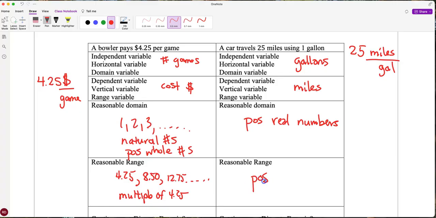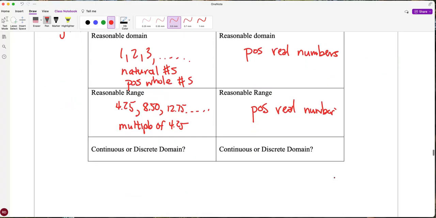So positive real numbers. It's not natural numbers because I could use 2.6 gallons or 2.7 gallons, okay? So in this one, the games is something I can count. Bowling games, 1, 2, 3, 4, 5. It doesn't make sense to count and say 1.6 bowling games. In this one, I can count gallons, but your car can use not just a discrete number of gallons. It can use 1.6 gallons, 1.7 gallons. So this one has real numbers, okay, as well.